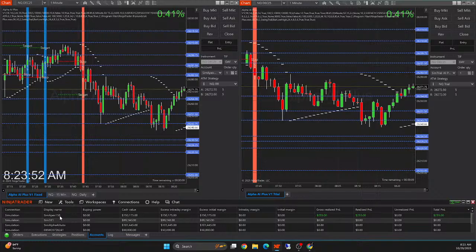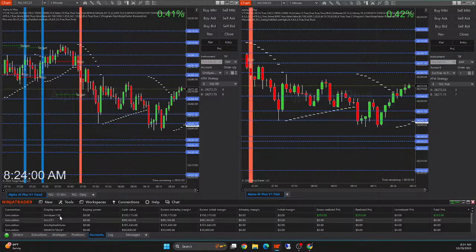So this is another way you can actually trade with us without the need to have a connection from any other provider. That's the goal.